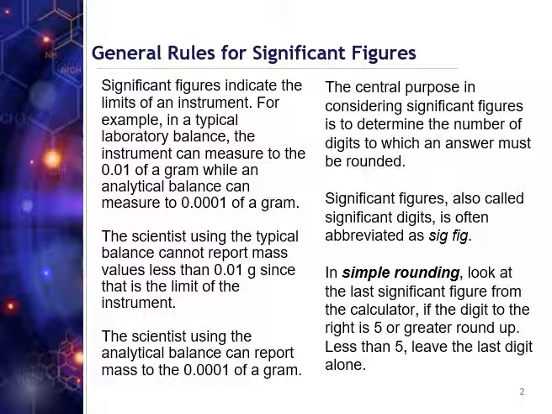However, the scientist using the analytical balance can report mass to the 0.0001 of a gram. The central purpose in considering significant figures is to determine the number of digits to which an answer must be rounded. Significant figures, also called significant digits, are often abbreviated as sig fig. We will be using simple rounding in this course. You look at the last significant figure from the calculator. If the digit to the right is 5 or greater than the last significant figure, round the last significant figure up 1. Otherwise, leave it alone.